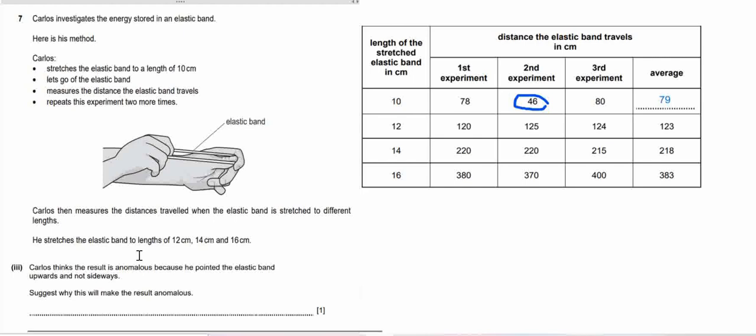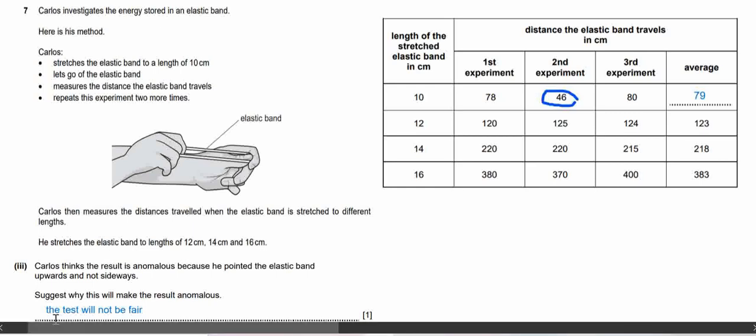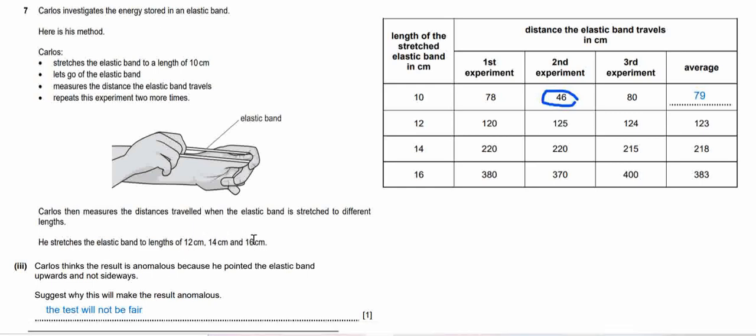Alright, let's open up the answer, guys. Okay, so the test will not be fair as the others are pointed sideways, but this one is pointed upwards, so the test will not be fair. That's why the result for the second one is anomalous.